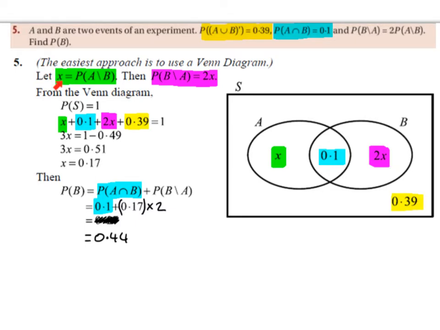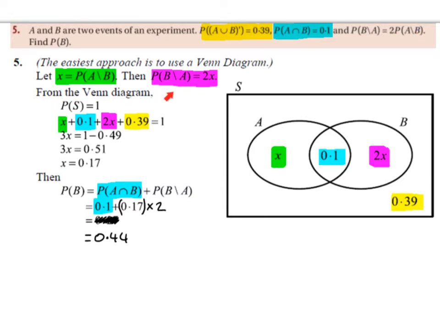We're going to let X be the probability of A less B. So you can go with whatever letters you want. I've gone with X. Then the probability of B less A will be 2X. And I got that from this statement here. The probability of B less A is equal to twice the probability of A less B.